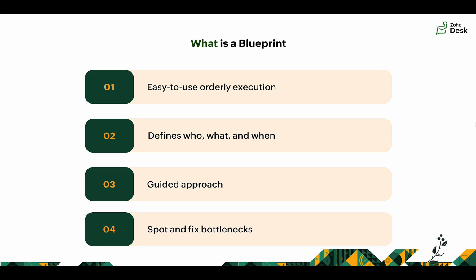It spots and fixes bottlenecks. Blueprint helps identify where processes slow down or get stuck, allowing teams to take corrective action and improve efficiency. By clearly outlining each stage of a process and tracking progress, it becomes easier to pinpoint delays or areas that need attention.